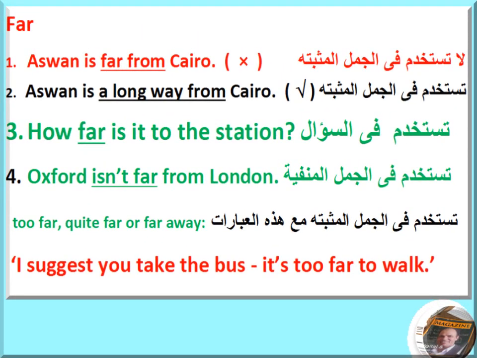Far. Aswan is far from Cairo. Wrong. Aswan is a long way from Cairo. Correct. How far is it to the station? Oxford isn't far from London. Too far, quite far or far away. I suggest you take the bus, it's too far to walk.